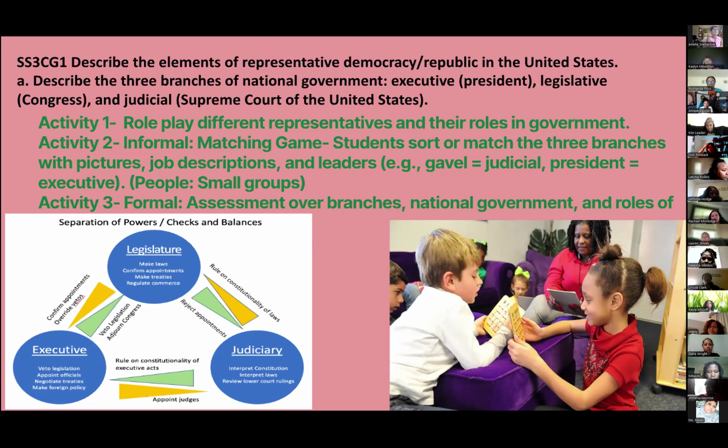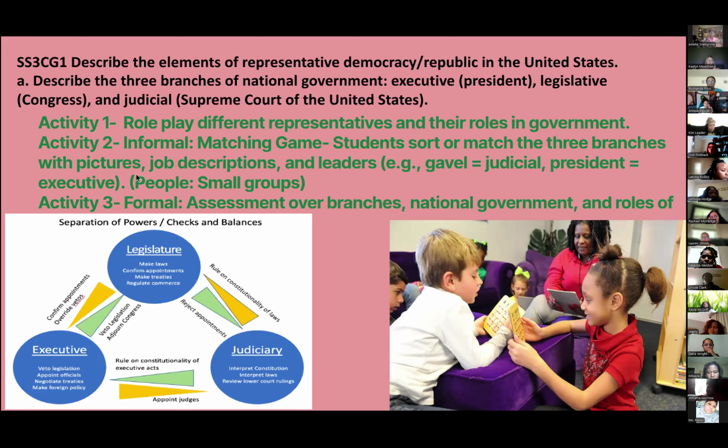So I put informal, and then the people that'll be in small groups. How I will have my small group selected is going to be based upon data. Okay. And so my activity number three is going to be a formal one. It's the assessment over the branches, national government, and roles.